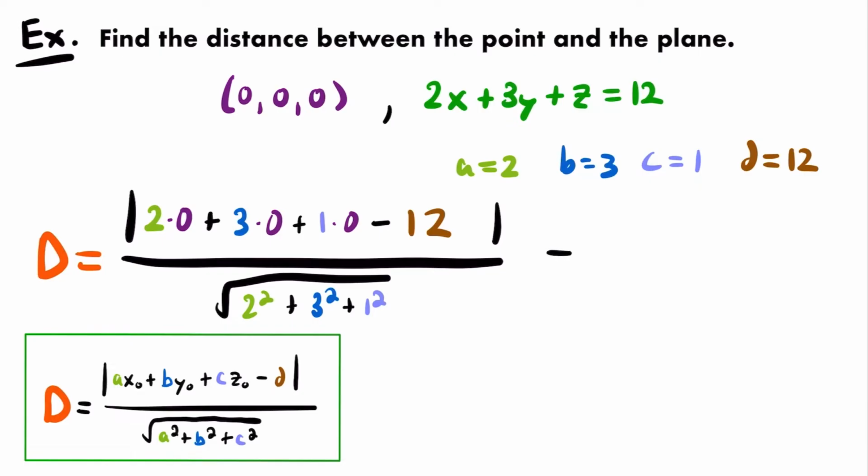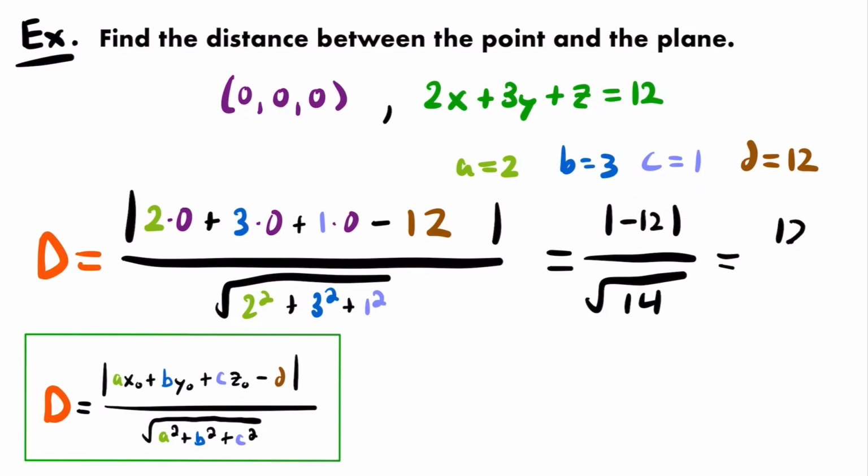And now if we simplify, like I said earlier, in the numerator, we'll have the absolute value of negative 12, and then that will be divided by the square root of 2 squared plus 3 squared plus 1 squared, which will be 4 plus 9 plus 1, which is 14. And so we have the square root of 14, and then the absolute value of negative 12 will be positive 12, so this is equal to 12 divided by the square root of 14.